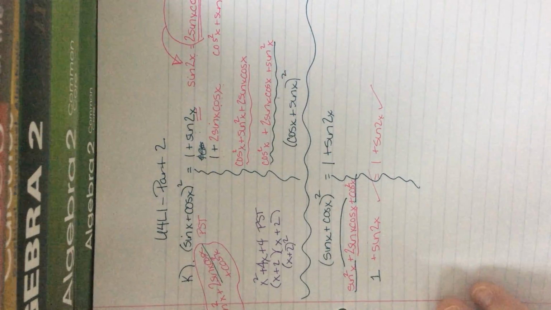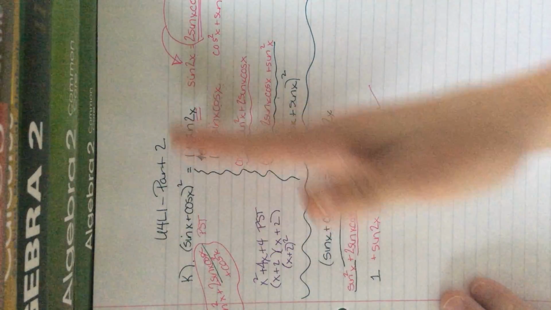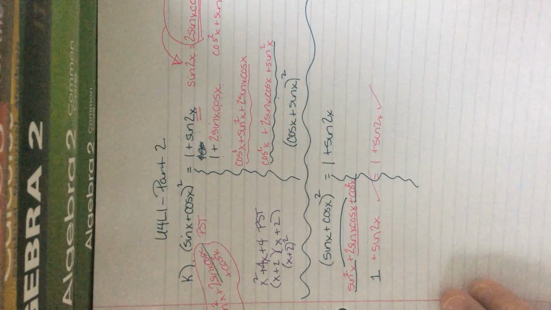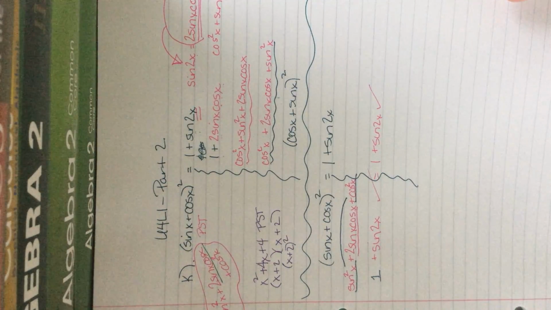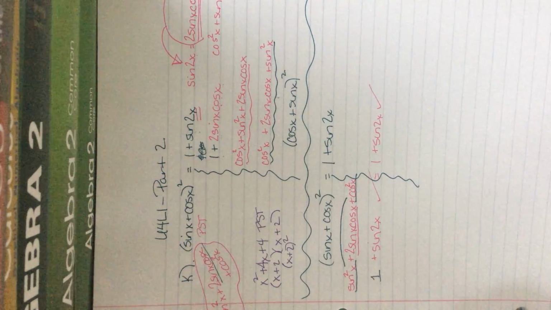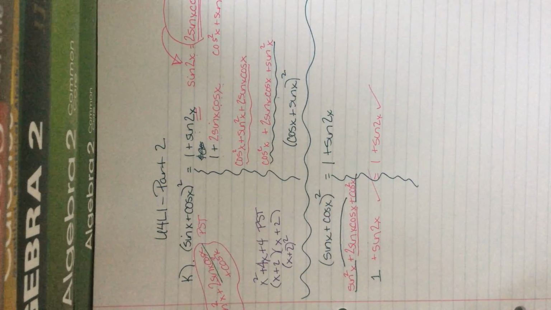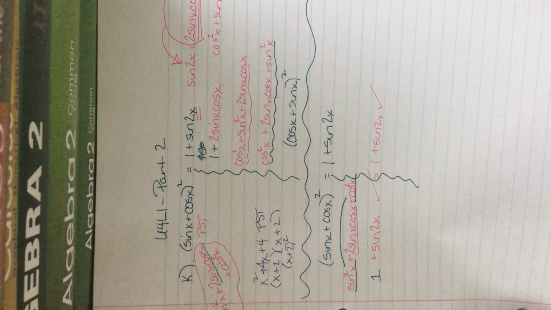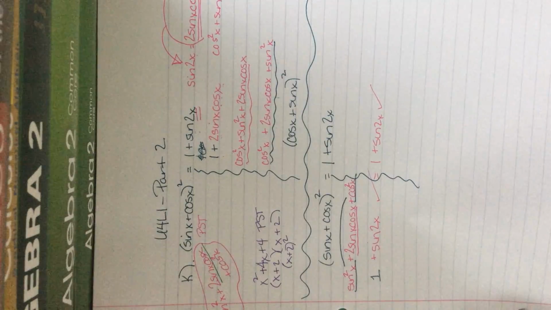So how do you start? Just pick a side. Pick a side of your identity and just start working through and replacing things, perhaps with things that you know to be true. Manipulate the expression to write it in a different form. This is just going to require some trying and playing around with things to see where it takes you.